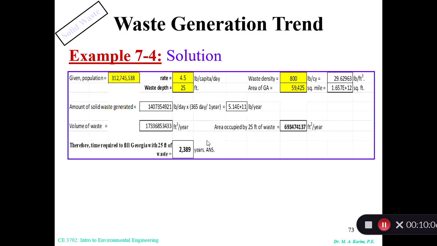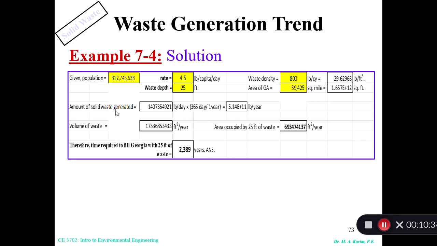We'll solve it here. I use Excel to solve it. Here is the given population. The generation rate is this, waste depth is this, density is 800, Georgia area is this. So I converted it into pounds per cubic feet. It was pounds per cubic yard, and I converted it into pounds per cubic feet. And here it is square miles, so I used some conversion to calculate it in square feet.